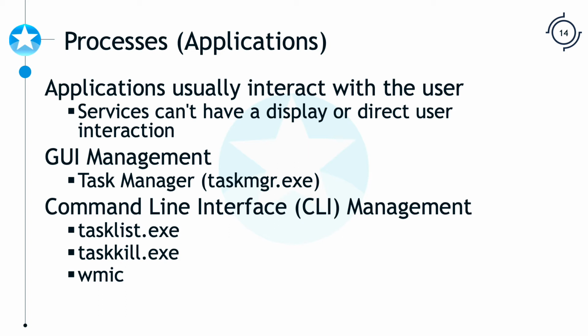We can also look at the processes that are running. This will be processes including applications and services. We can look at the processes with tasklist. Of course, we can kill with taskkill. We can also use WMIC to look at this information as well.